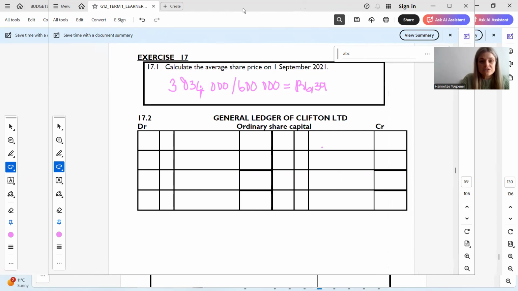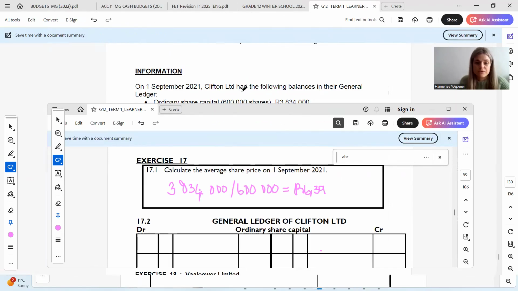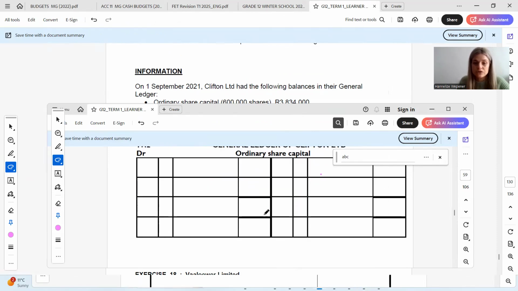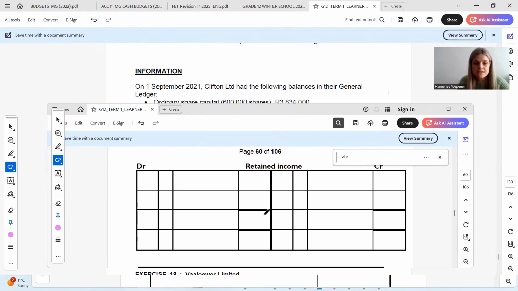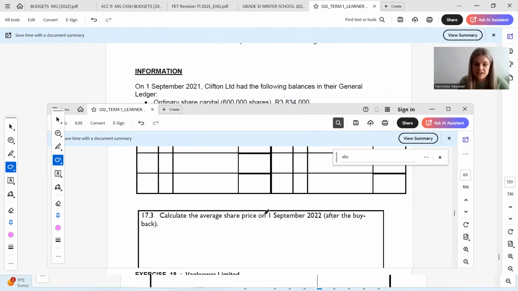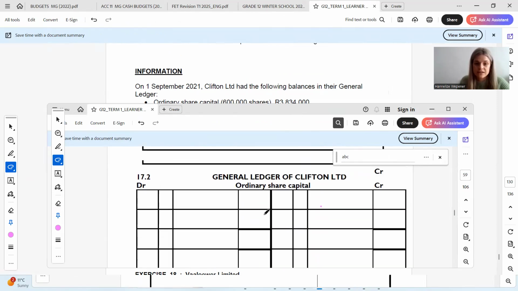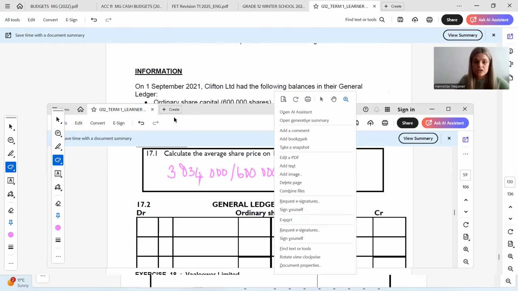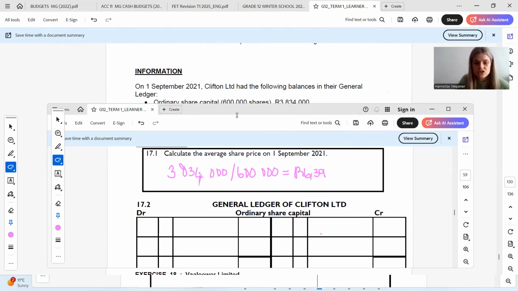Then it goes on to say that we must now also prepare our ordinary share capital ledger account, plus a retained income ledger account. So let's do that. We know that ordinary share capital is an equity account, and equity accounts have their opening balances on the credit side. So, 2021.